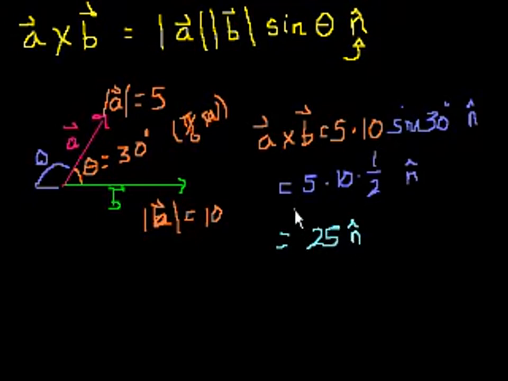Now this is where it gets, depending on your point of view, either interesting or confusing. So what direction is this unit vector pointing in? What I said earlier is it's perpendicular to both of these. So how can something be perpendicular to both of these? It seems like I can't draw one.